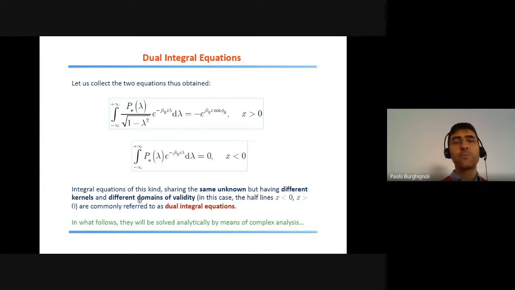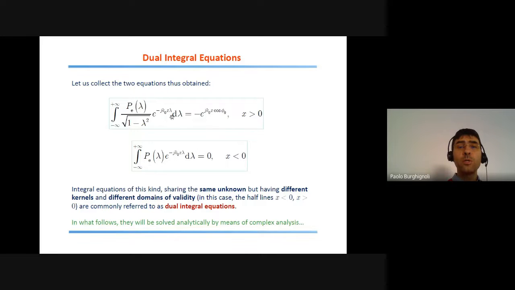The first one enforces the boundary condition on the electric field when x is positive, that is where there is metal. The other one enforces the vanishing of the scattered magnetic field where the metal is not present, that is when x is negative. Now, this is a system of integral equations which share the same unknown, which is the spectral function P sub E of lambda. However, those two integral equations hold in different domains, in particular in two complementary half planes.